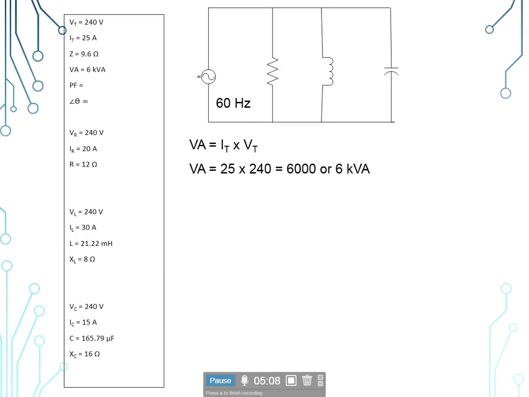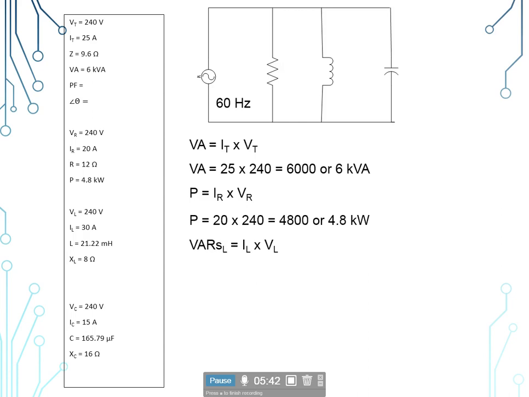Now our apparent power, volt-amperes, is equal to I sub T times V sub T. And when we plug in the 25 amps times the 240 volts, it will give us 6 kVA for our apparent power. Our true power is measured again only on the purely resistive part of the circuit. So P is equal to I sub R times V sub R. And so 20 times 240 gives us 4.8 kilowatts. So again, true power is the only one that's measured in watts.